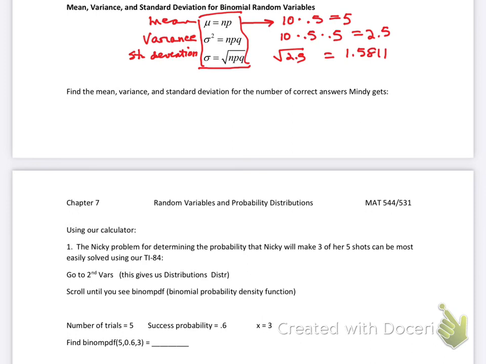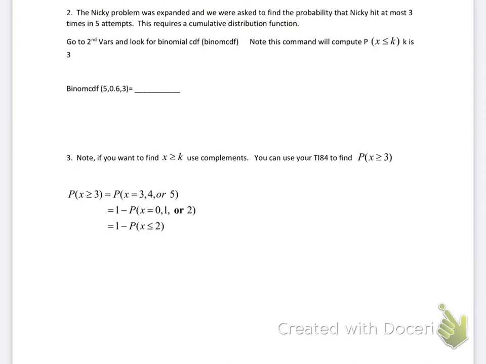All right, let's go on to the next page. We're going to go to this Nikki problem. It says the Nikki problem was expanded, and we're asked to find the probability that Nikki hit at most 3 times in 5 attempts. This is going to require a cumulative distribution function. So let's talk about doing this with our calculator. Go to second vars and look for Binomial Cdf.